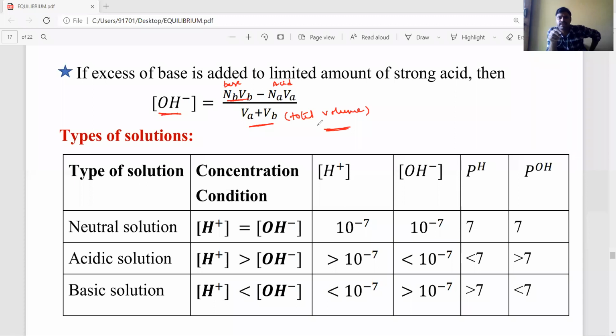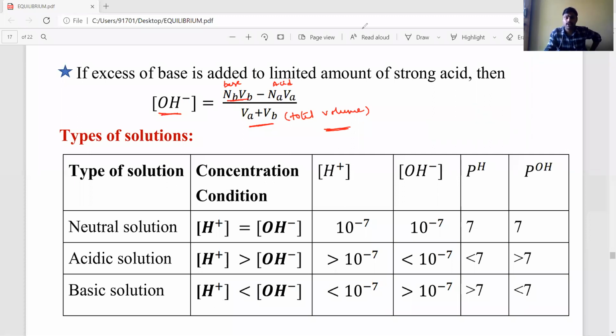Okay, students, the way we are calculating H+ ion concentration of acids and OH- ion concentration of bases, we are discussing that for strong acids and bases only. Those formulas are not applicable for weak acids and weak bases. The H+ and OH- ion concentration calculations for weak acids and weak bases we will discuss further on. Okay, next concept we'll discuss.